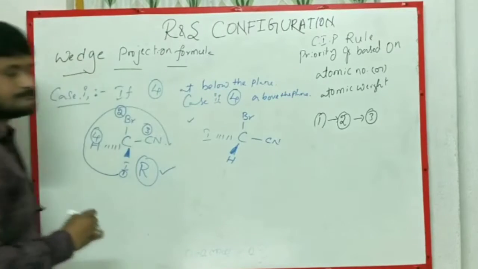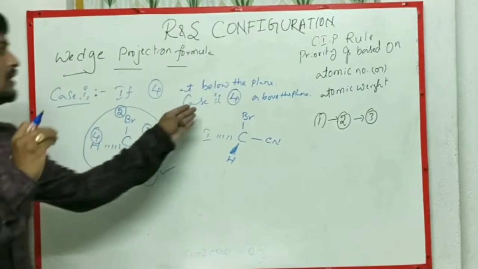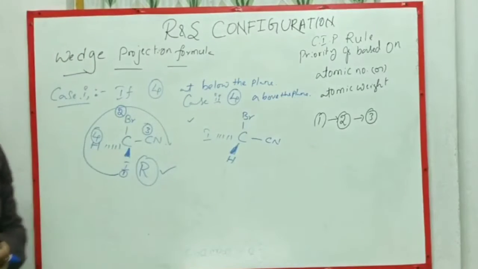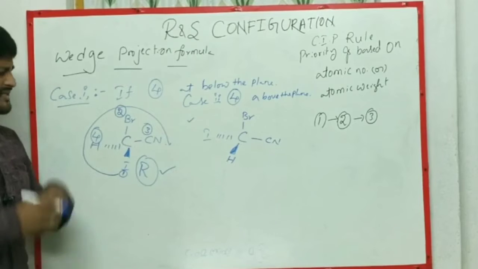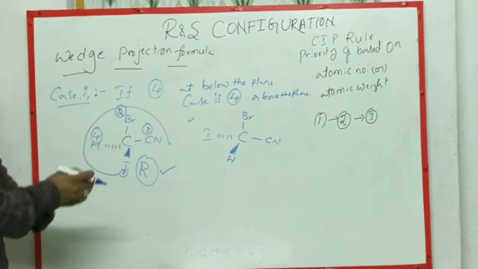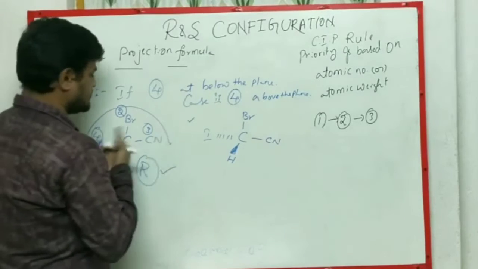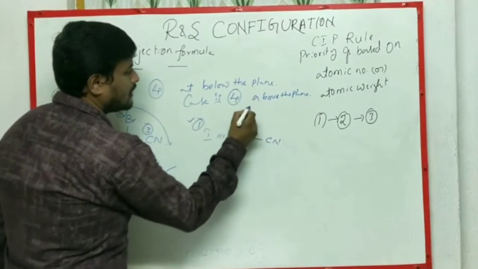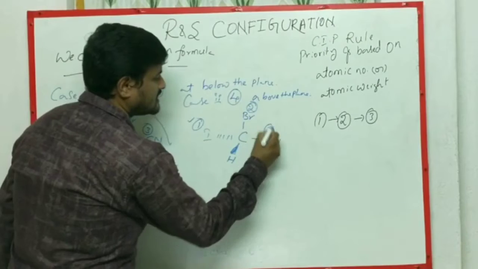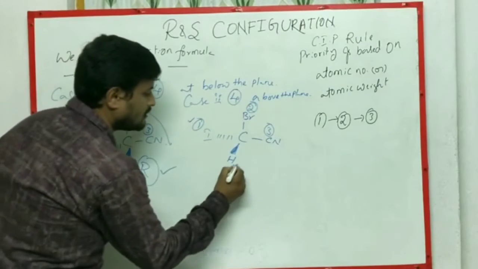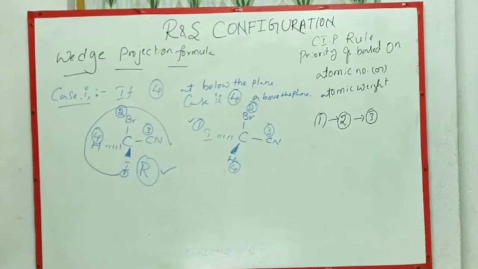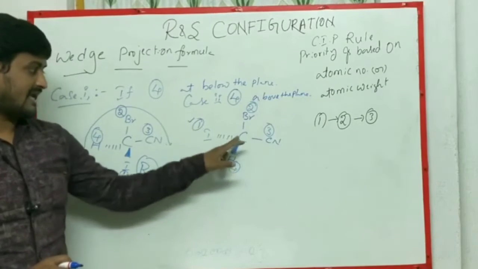Another example. If the fourth priority atom is above the plane, at that time what is the configuration? In any configuration, the first step is giving the priority. Here the priorities: iodine is first priority, bromine is second priority, then this is the third priority, this is the fourth priority. In that case, the fourth priority is above the plane.